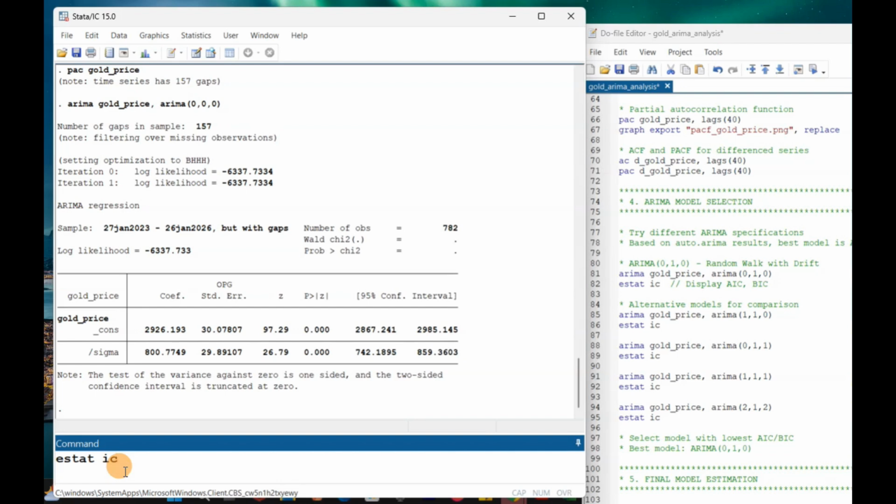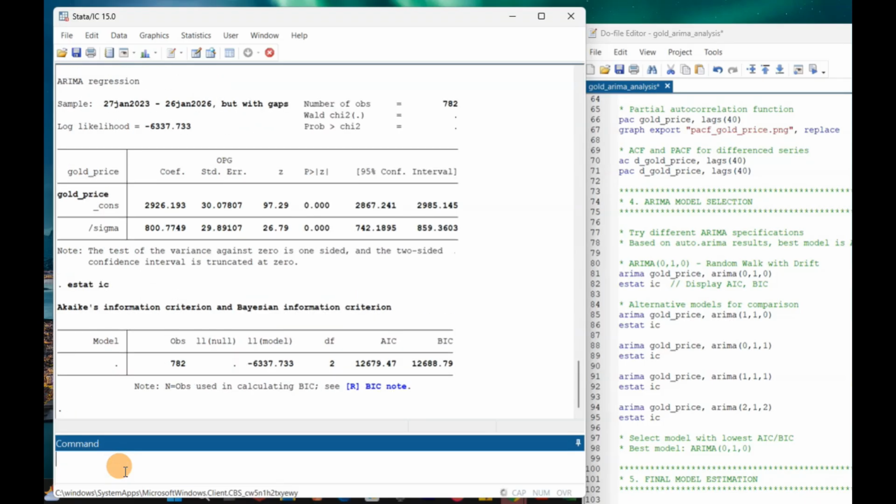You need to just type, or you can write, for the model of 000 the AIC is 12,679. Okay, can we just copy this code again, the one that I highlighted? Copy and then paste down, please. Are we copying the code and then pasting it in the command?